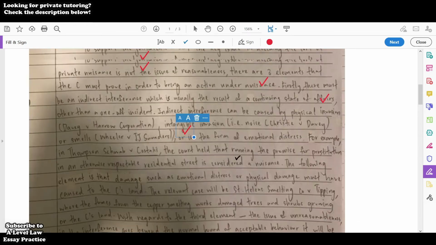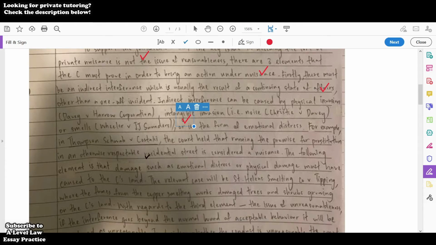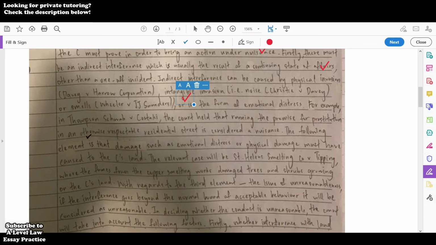It's good that the student did highlight a few first, and then wanted to emphasize more on a particular case that the student highlighted, and that is Thompson-Schwab versus Costaki. The court held that running the premises for prostitution in an otherwise respectable residential street is considered a nuisance.